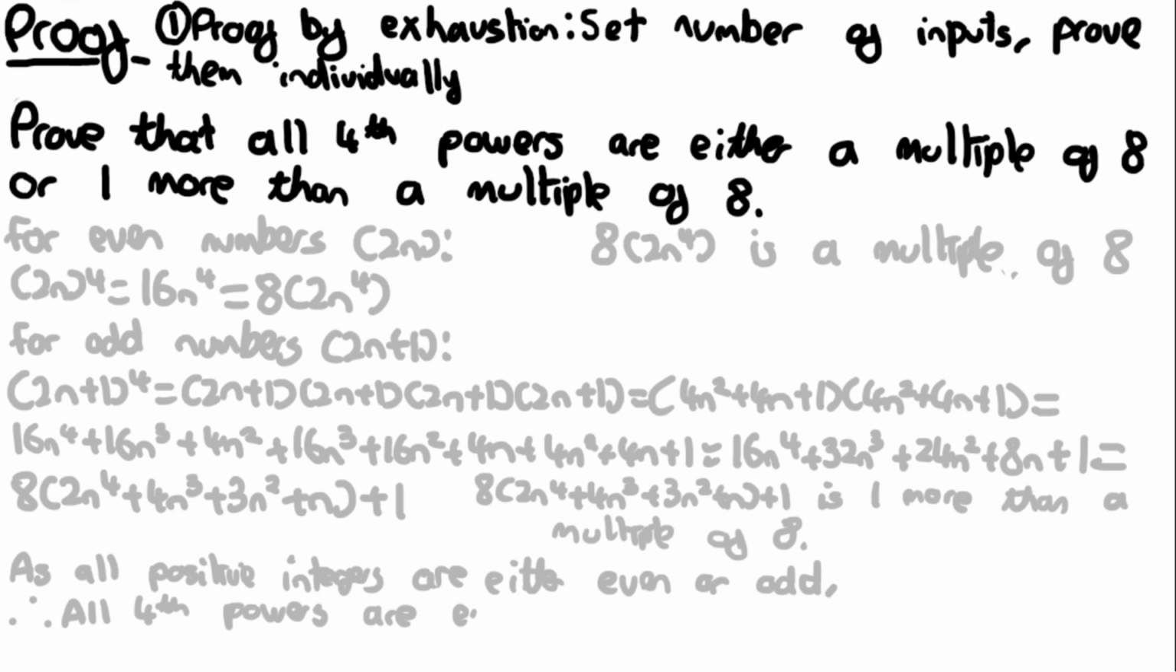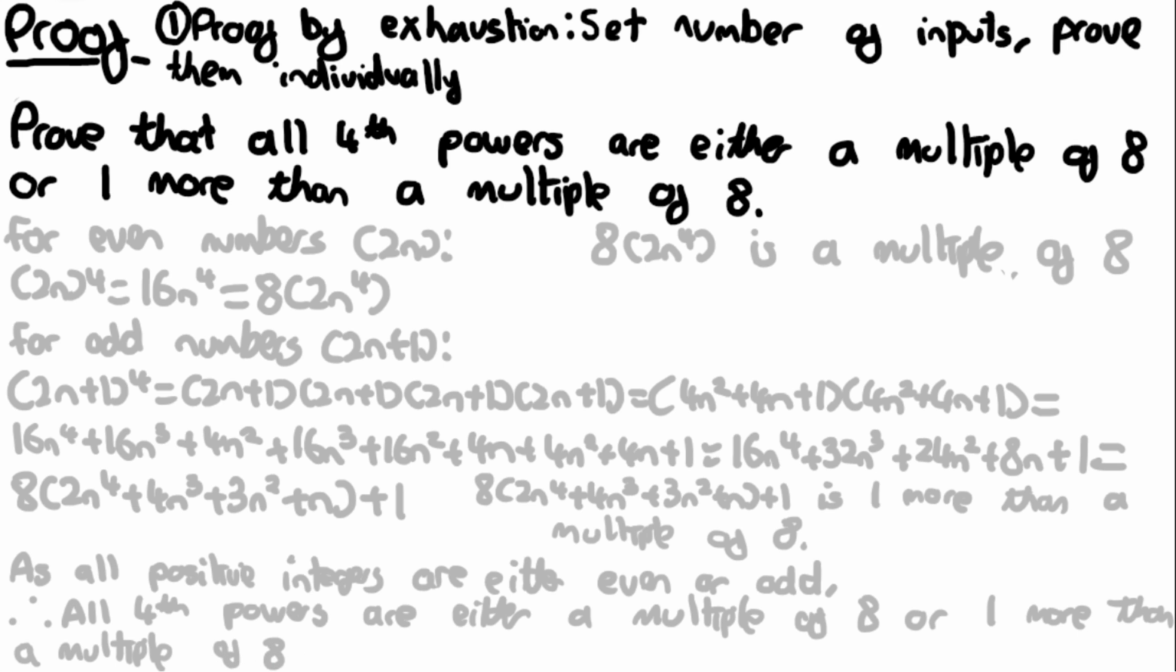are either a multiple of 8 or 1 more than a multiple of 8. And therefore that is the full proof, and if you write that all down you will get the marks for this question. Now the reason for this is because all numbers are either even or odd, and as we proved it individually for even and odd, all positive integers are either even or odd, so therefore we've proven it individually for all positive integers and therefore all fourth powers.